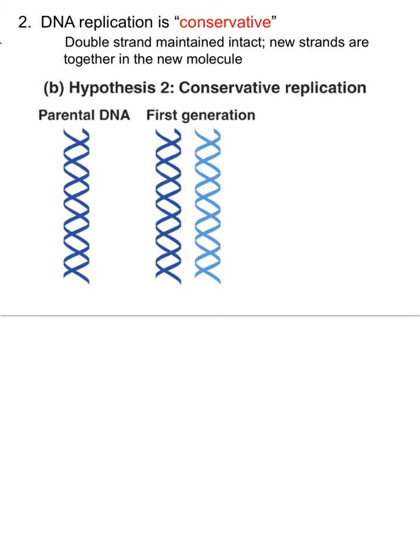Hypothesis number 2 is that DNA replication is conservative, that the original double strand remains intact, and the new DNA is completely new strands on both sides. You can see that in the picture where the parental DNA is both dark blue, and then after it replicates, the original molecule is the same, and the new molecule is completely new, with both strands being that light blue color.